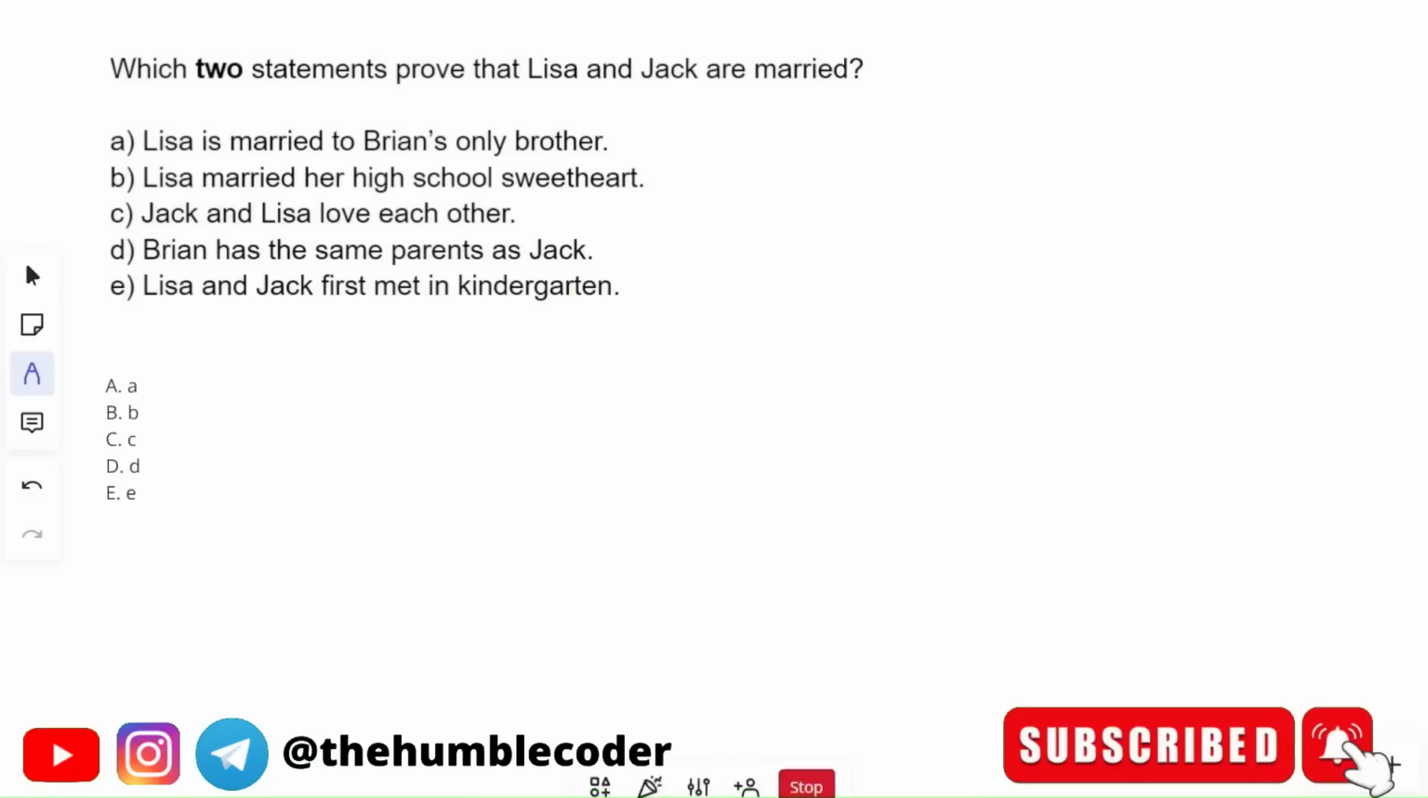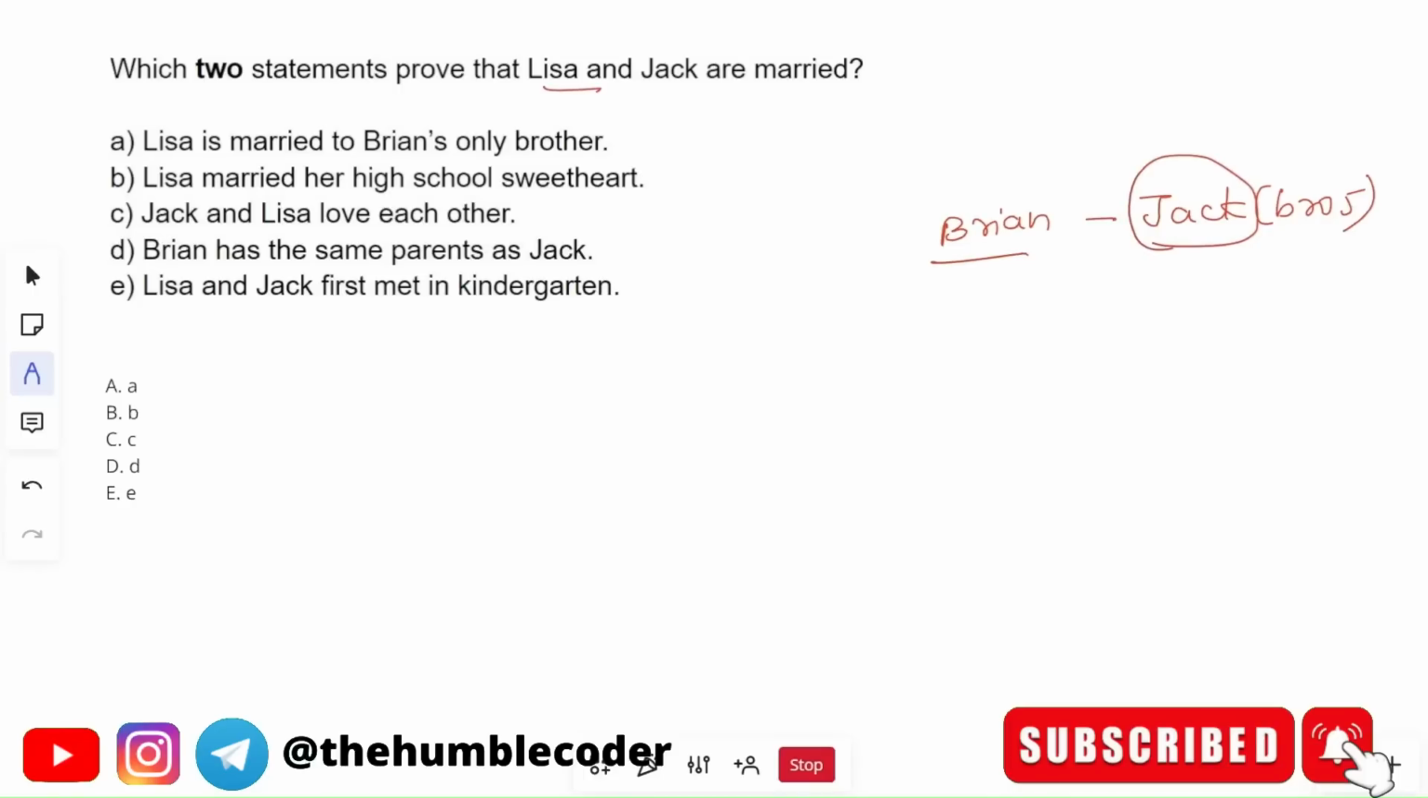If you notice statement D, Brian has the same parents as Jack. Okay, Brian has the same parents as Jack means what? Brian and Jack are brothers, right? They are brothers, because they have the same parents. Now, what was the first statement saying? Lisa is married to Brian's only brother. So Brian's only brother is whom? Jack only. So what was our question? Lisa and Jack are married, which clearly states that, see, Lisa is married to Brian's only brother, who is Jack. So this first statement is helpful, okay, because it is telling us that Brian has a brother, and Lisa is married to that brother.